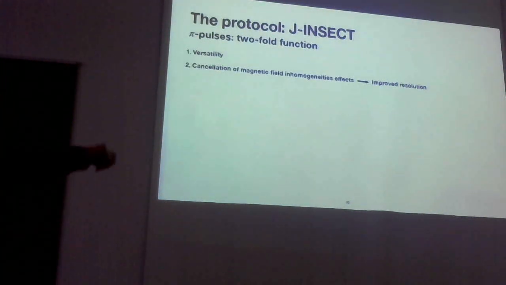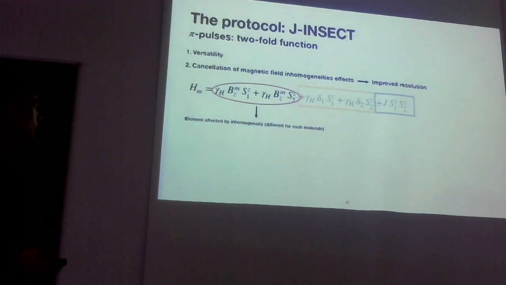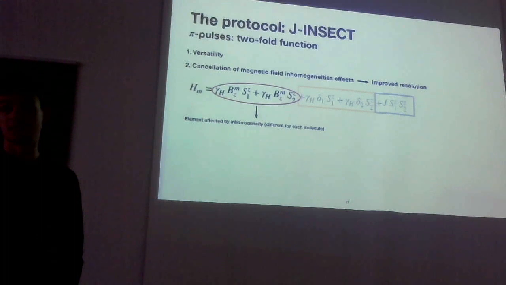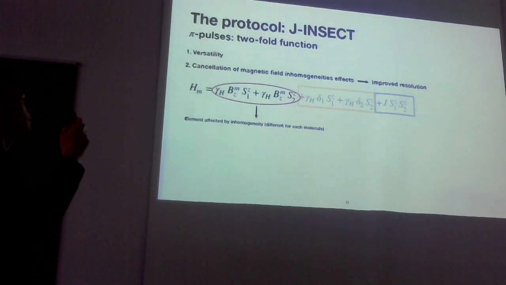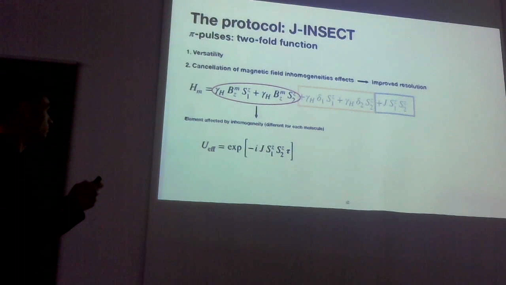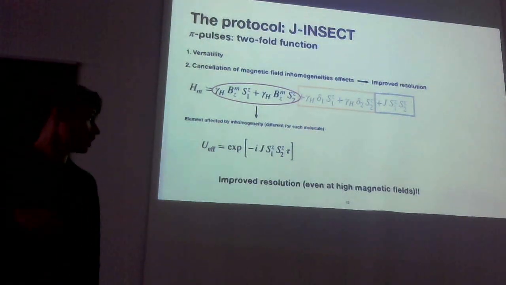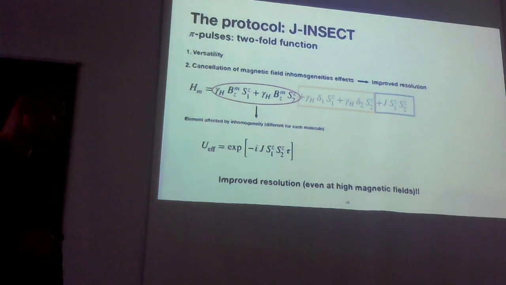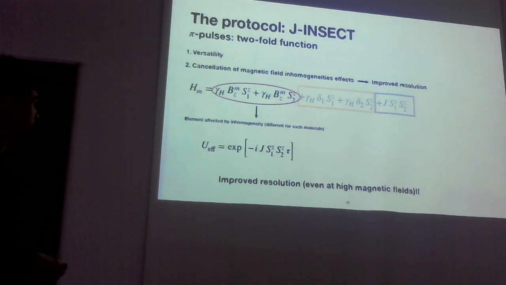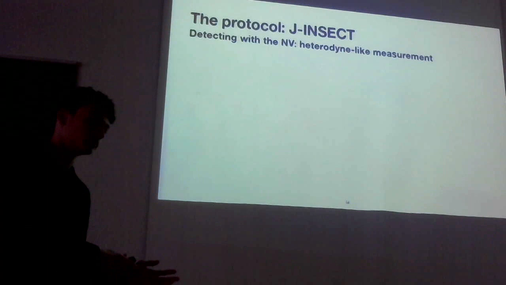And the other function is the cancellation of magnetic field inhomogeneities. And why is that? Remember the molecular Hamiltonian, and this term right here was the source of the problems coming from the inhomogeneities. So when I apply a pi pulse, remember that the effective propagator reads like this. So with a pi pulse, I also cancel the effects of this term. So thanks to the pi pulse, I am able to cancel the effects of the inhomogeneities, which in the end means that I can improve the resolution of my protocol at high magnetic fields. So I can work at high magnetic fields, and I do not have to worry about the problems that come with that. All right. So now I've explained the encoding stage.